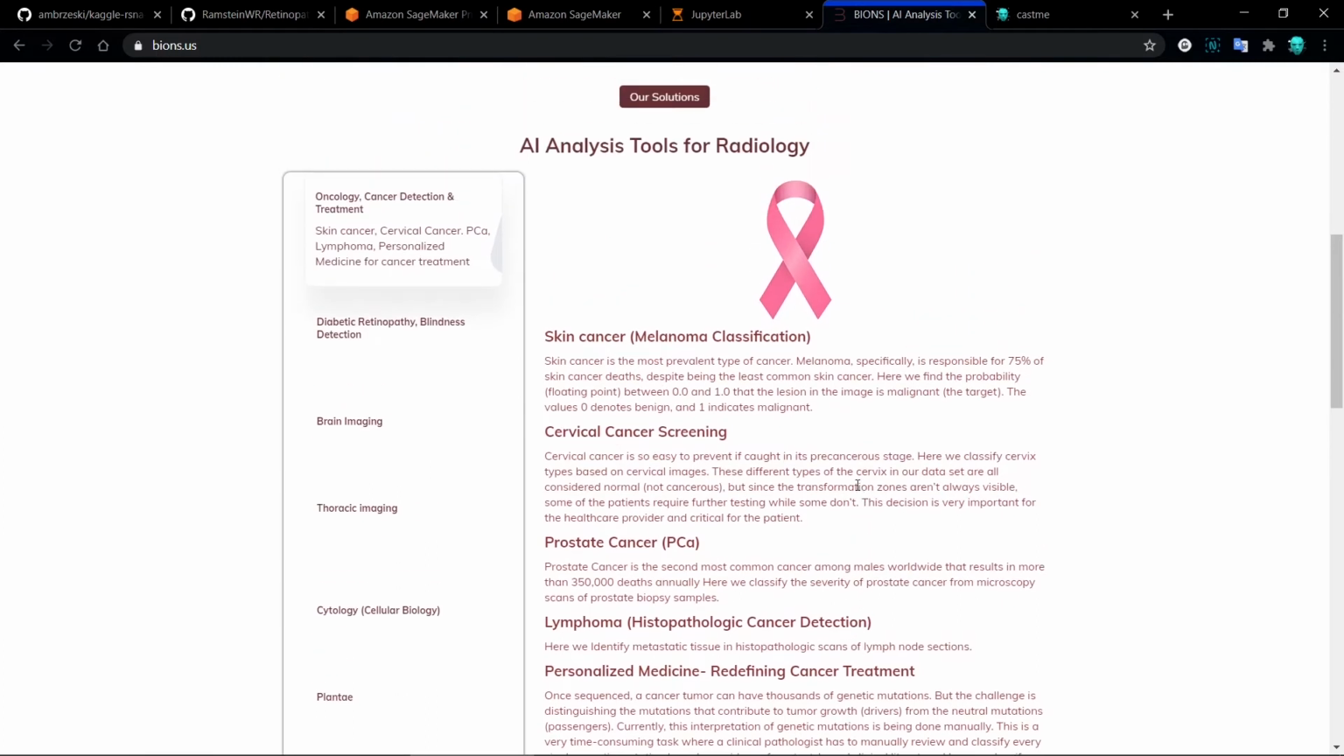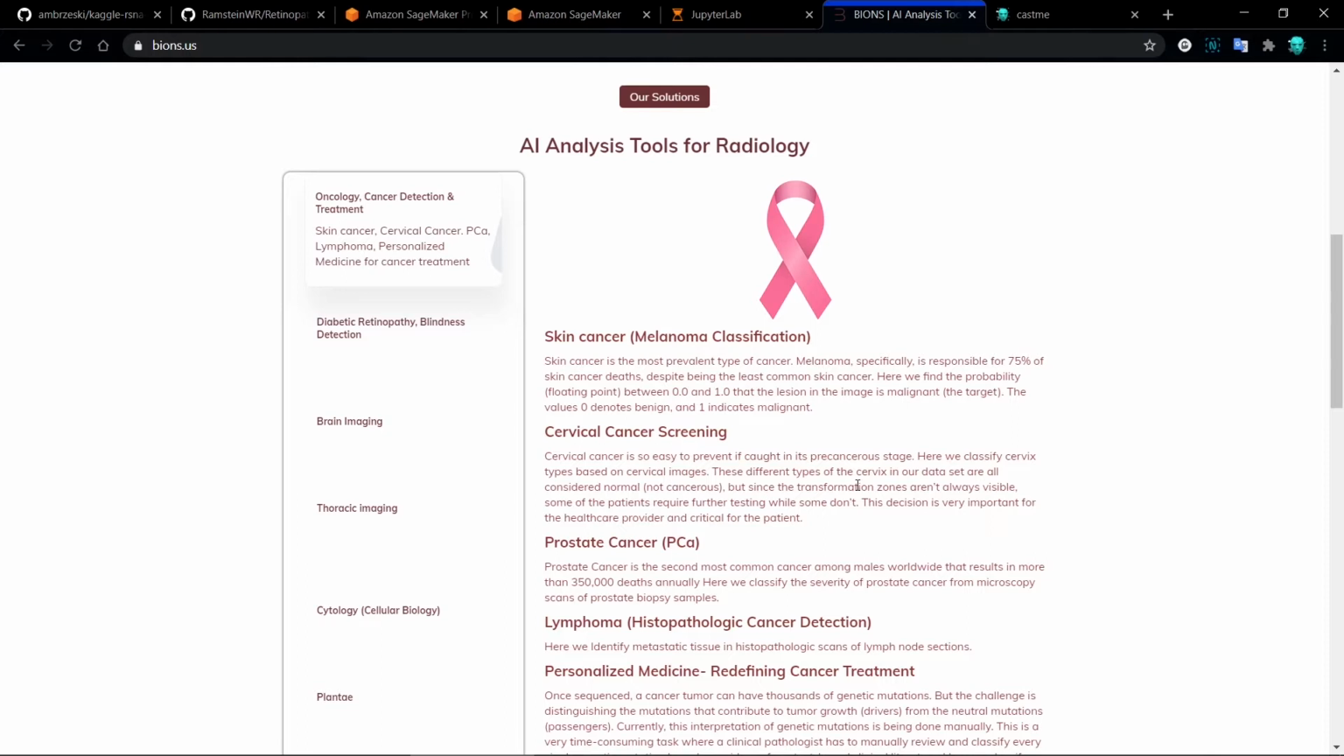So what am I building here? AI analysis tools for radiology. With these AI analysis tools, especially for image recognition and machine learning on data-driven models, we can make the work of the radiologist so easy.